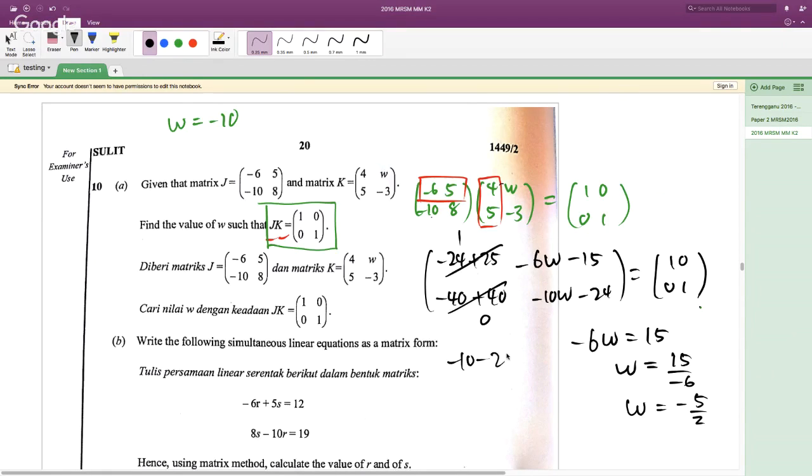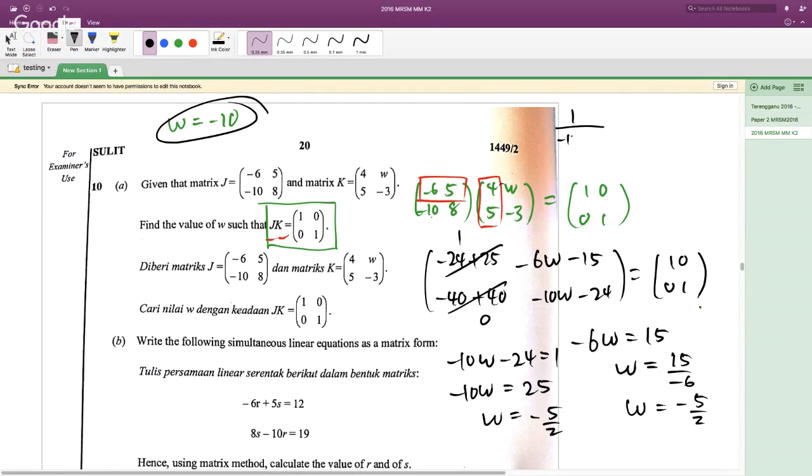If negative 10 minus 25 equals 1, negative 10W equals 1, so this one equals 25. W equals negative 5 over 2. Then I'm pretty sure I got it wrong just now, but how is it possible that it's wrong? K inverse is 1 over AD minus BC, 1 over negative 12 minus 5W. Oh, because I have to multiply this thing into it. I haven't multiplied this thing into it, so therefore I got it wrong.